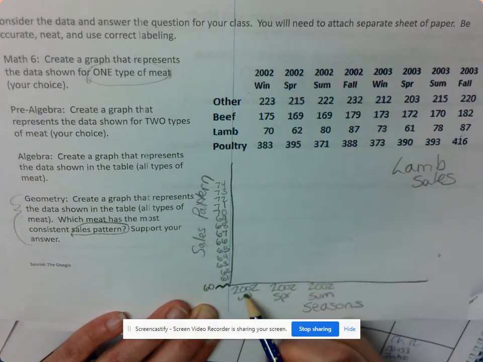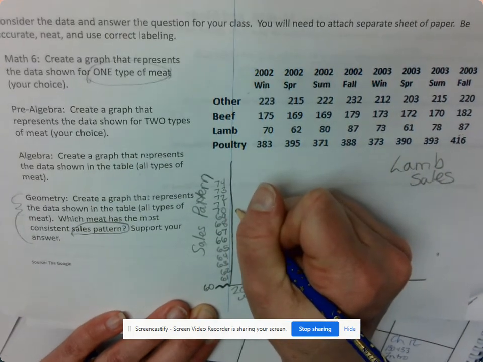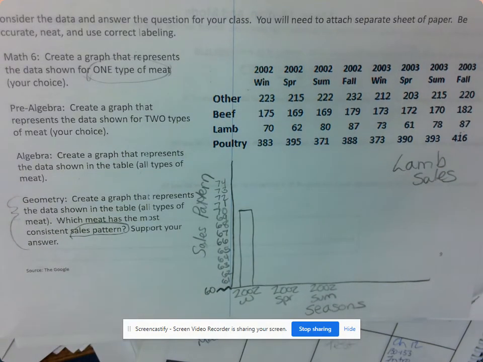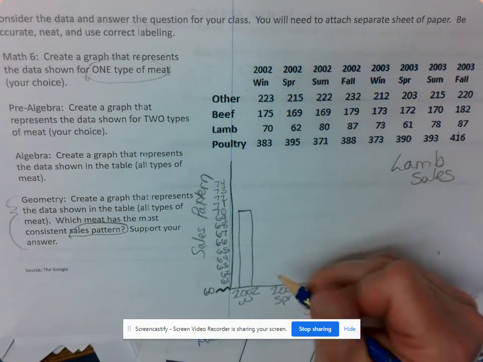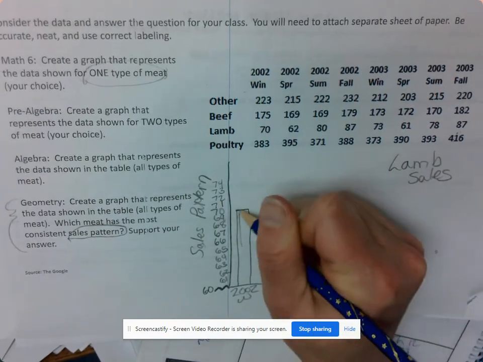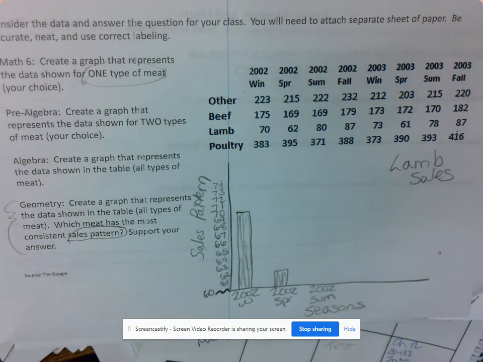So for my first bar for winter, I'm going to put it up to 70. Okay. For my second bar, it's 62. And you're going to continue it for the rest of the sales. You could do it as a line graph. And you could have the seasons and the numbers with the type of meat being connecting. You could connect the dots.